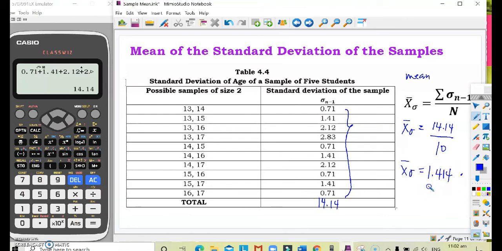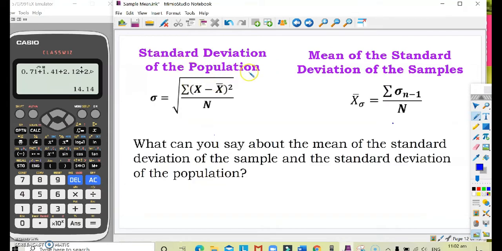Or if we approximate it to 1.41, the standard deviation of the population is equal to 1.41, and the mean of the standard deviation of the samples is also equal to 1.41. Exactly. The standard deviation of the population and the mean of the standard deviation of the samples are the same. So the mean of the standard deviation of the samples is an estimate of the standard deviation of the population.